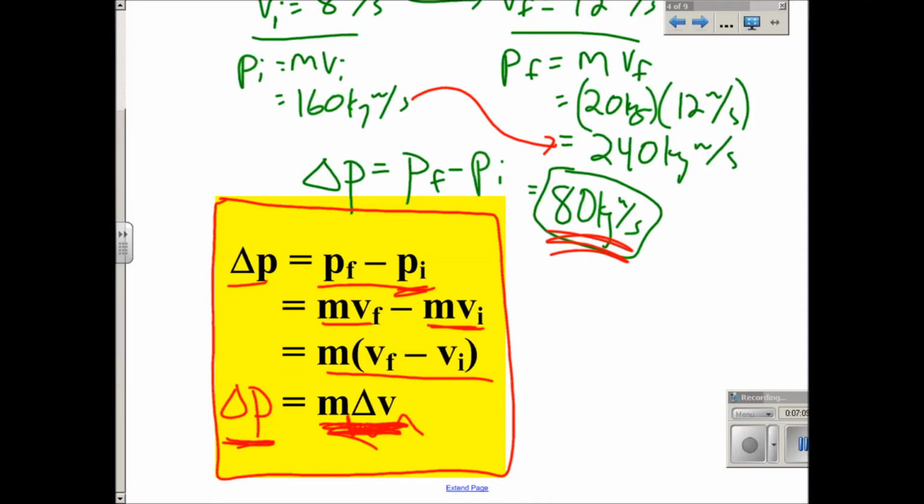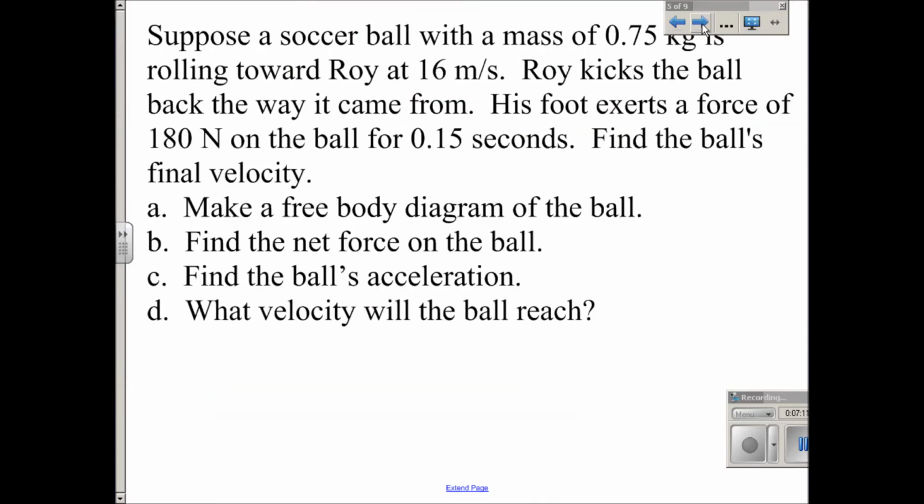Moving on. What we're going to do is solve this example problem that's on the board here. We're going to solve it twice, once using Newton's laws and then once using some new equations that I'm going to show you. It says, suppose a soccer ball with a mass of 0.75 kilograms is rolling towards Roy at 16 meters a second. Roy is going to kick the ball back the way it came from. In doing so, his foot exerts a force of 180 newtons on the ball for 0.15 seconds. We have to find the ball's final velocity.